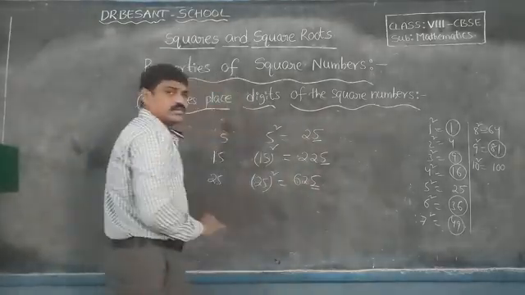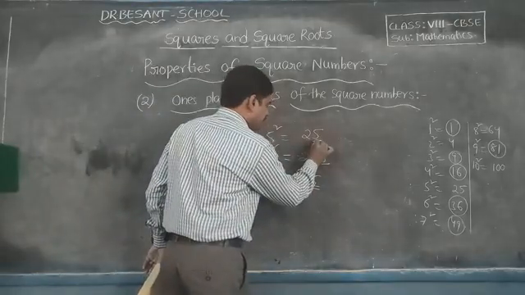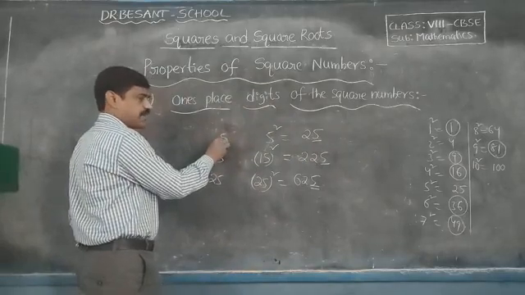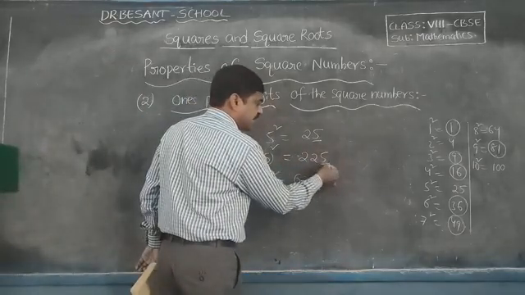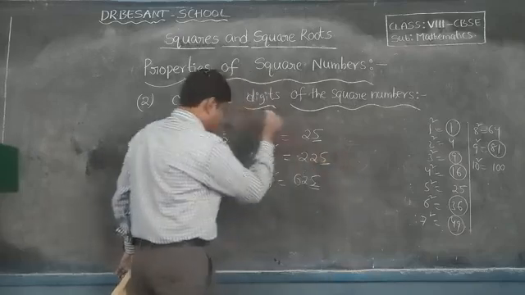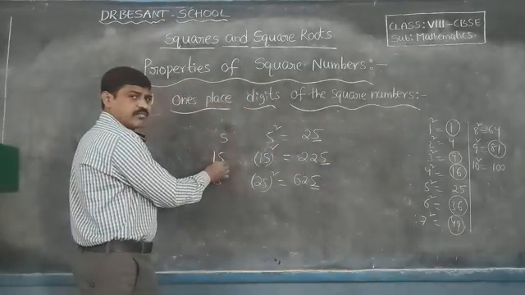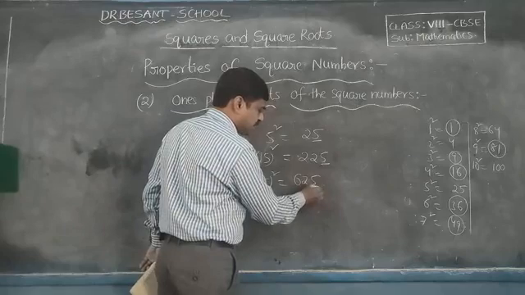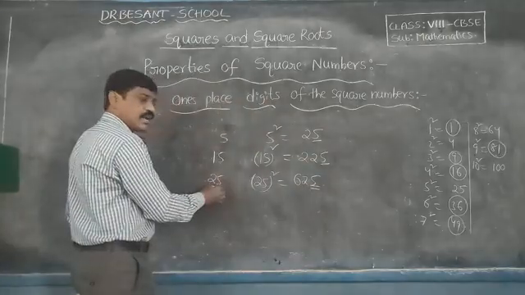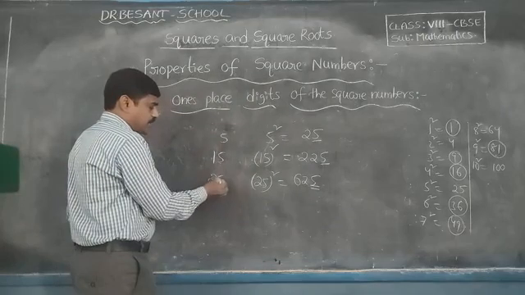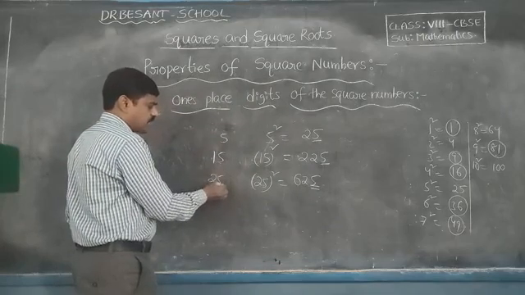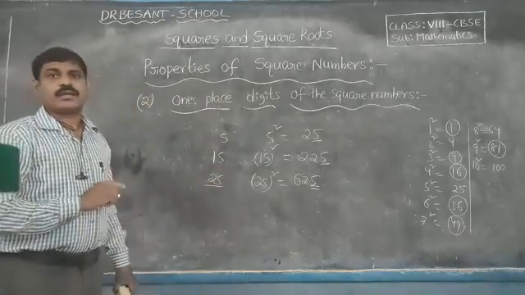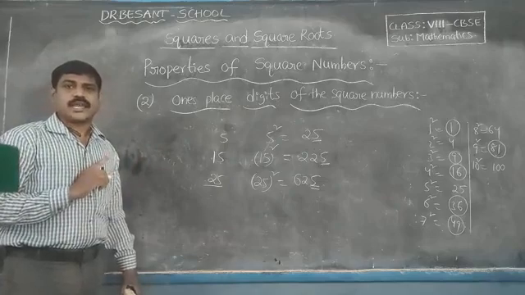In the square number, the digit in the units place is 5. Then in the original number, the digit in the units place is 5. So this rule is applied through examples also, as I said. Is it clear or not?